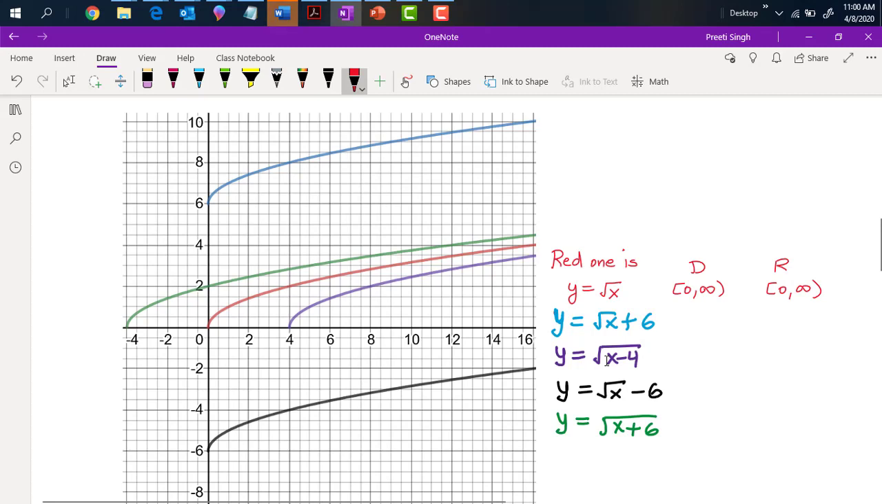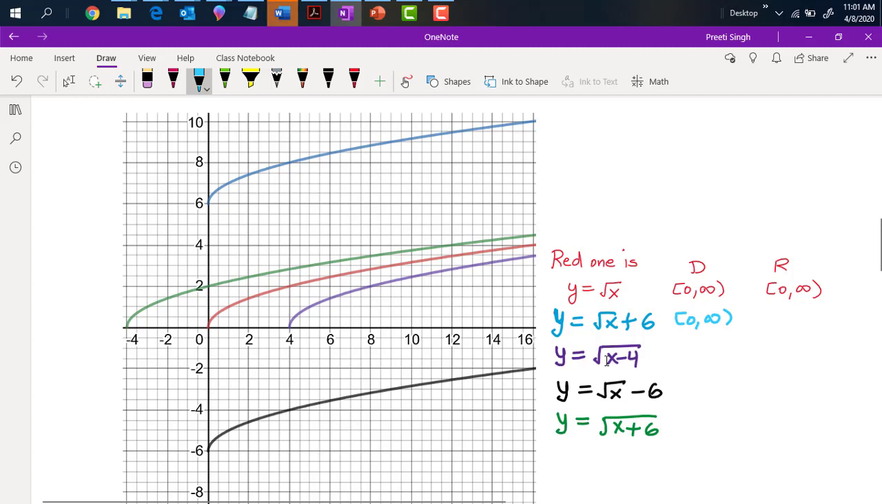Let's look at if it goes up 6. If it goes up 6, I still have the radical on my x, and x can take any positive value and 0. So the domain stays the same. The domain here is 0 to infinity, but the range, since it has gone up, changes the range.